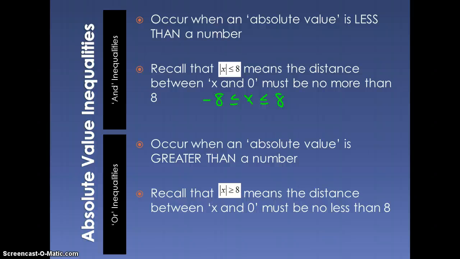"Or" inequalities occur when the absolute value is greater than a number. Just like we see here, the absolute value of x is greater than or equal to 8. That means the distance between x and 0 must be no less than 8. So x has to be less than or equal to negative 8, which would put it on the outside there, or x has to be greater than or equal to 8. Keep these simple inequalities in mind as we move on to a couple of examples.